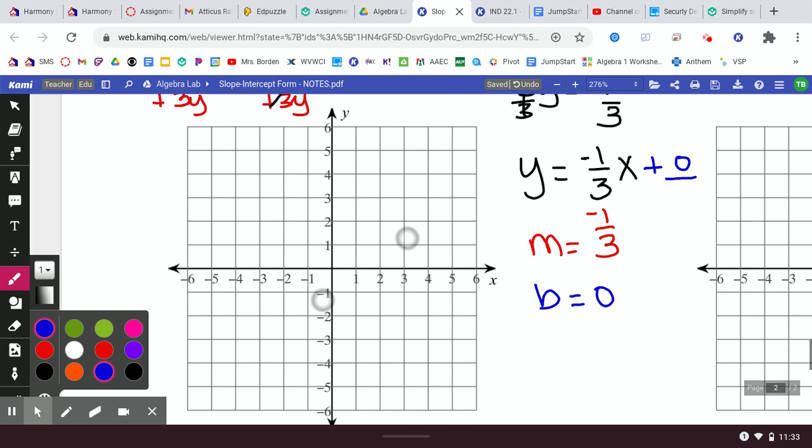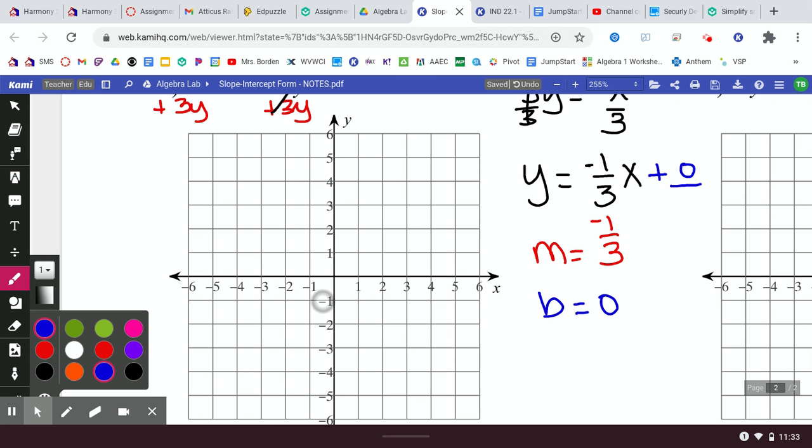So where is 0 on the y-intercept? Yeah, right in the very middle. So my b, or my beginning point, is right in the middle. And then my m is negative 1/3. So that means I'm going to fall 1 and then go to the right 3. And since I have 2 points, I have plenty to connect and make my line. Good.